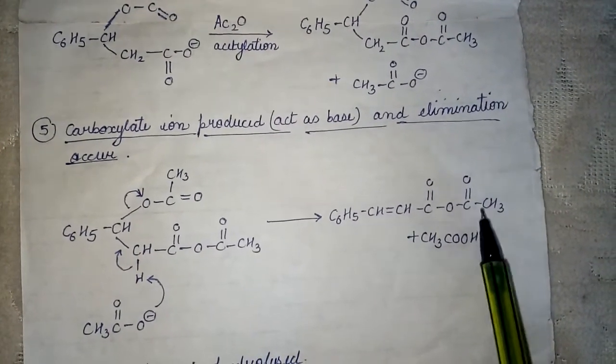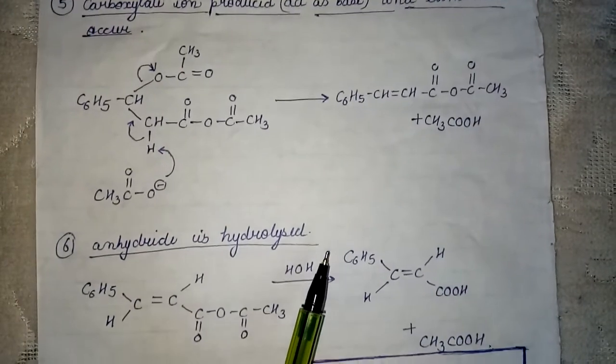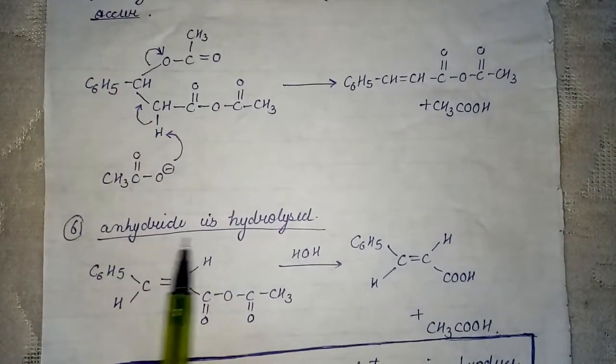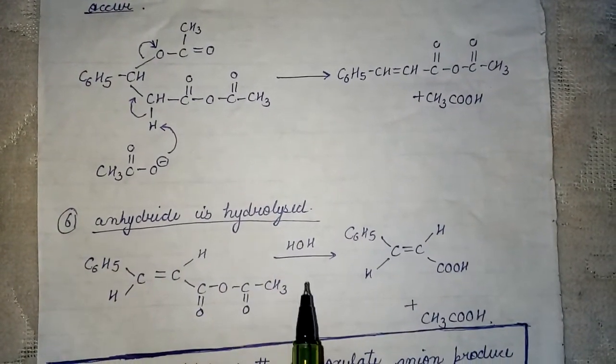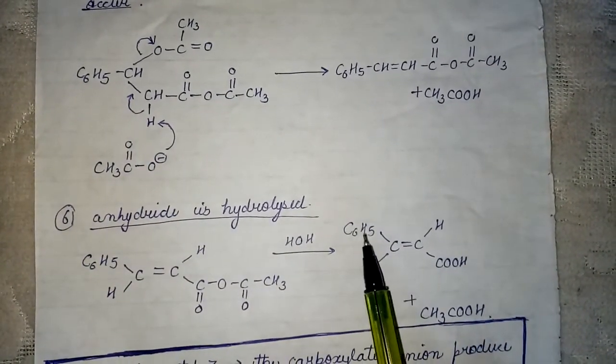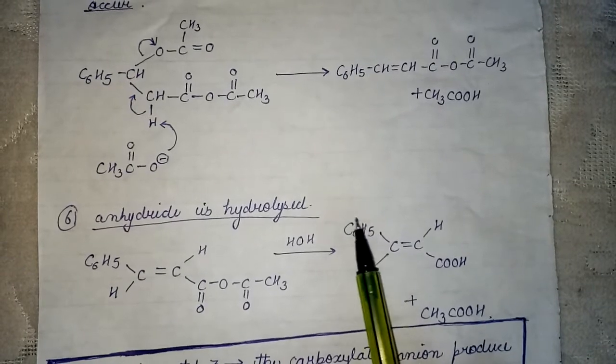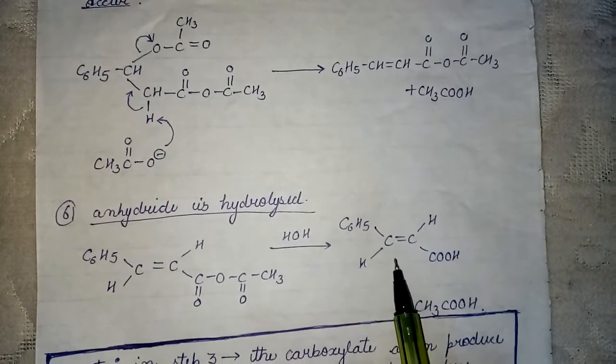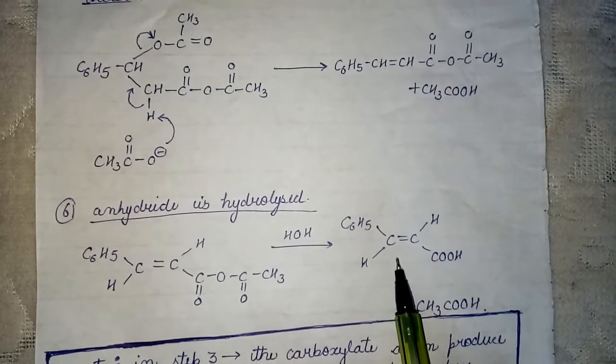Now the last step of this mechanism is that this mixed anhydride is hydrolyzed in the presence of HCl and H2O to give the final product, the beta aryl alpha beta unsaturated acid.